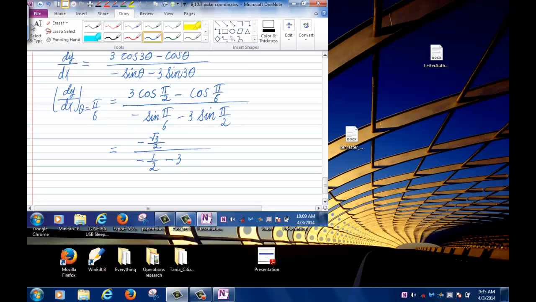Everybody's okay? So what do I get? I get negative root 3 over 2 here, and here I get negative what? 7 over 2. So I get root 3 divided by 7 at the end, right? So that's the slope of the tangent line at pi over 6. Okay.